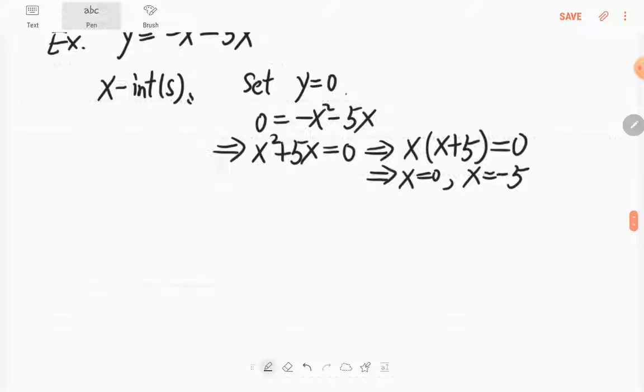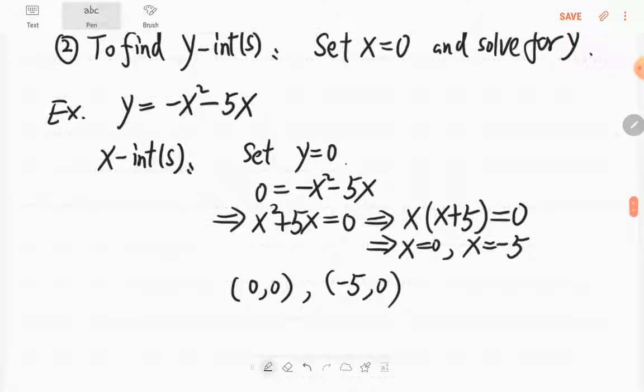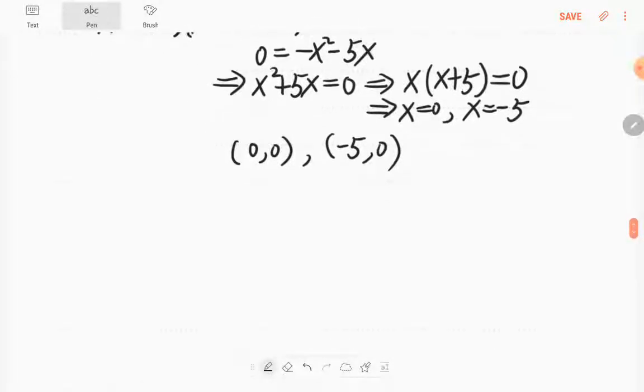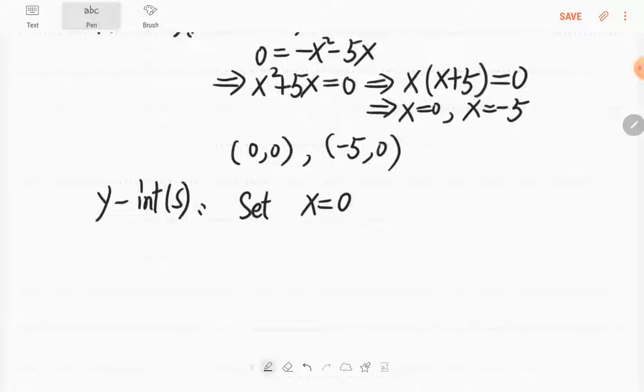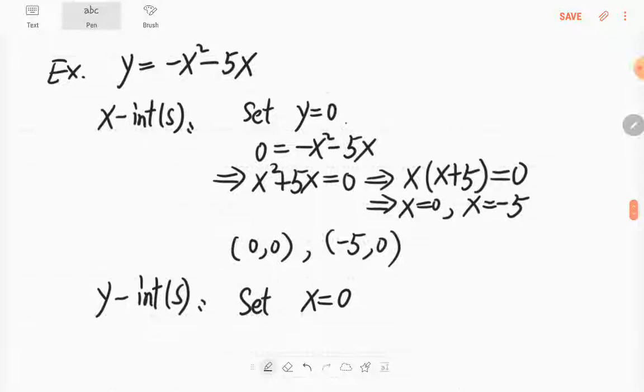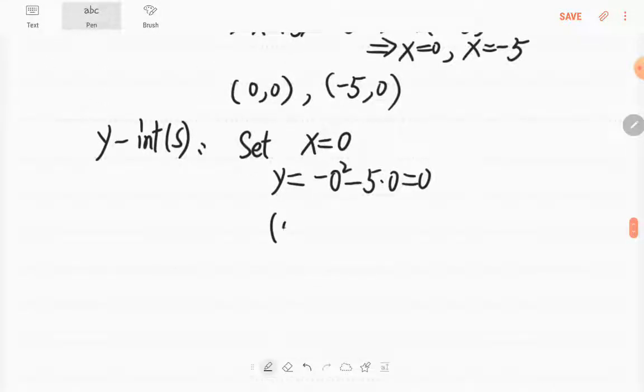Okay, so sometimes a problem will say you want to represent the x-intercepts in point form. So it would be the (0, 0) point and the (-5, 0) point. So this equation has two x-intercepts. For the y-intercept, we just need to set x to be 0 in the equation. So it would be y equals -0 squared plus -5 times 0, which is equal to 0. So you have the y-intercept, which is (0, 0).